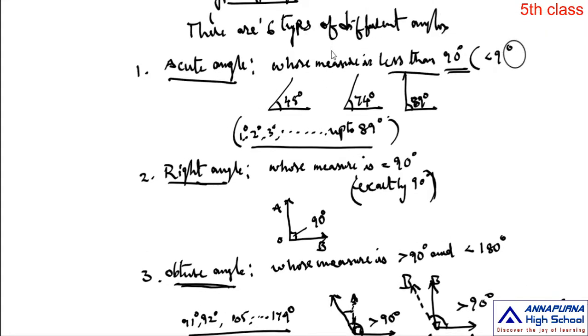So let me recall what you learned here. The first one is acute angle. Acute angle means whose measure is less than 90 degrees. An angle whose measure is less than 90 degrees is called an acute angle. Come to the next one. Exactly 90 degrees. Suppose you measure the angle, you know how to measure the angle, and you get its value as exactly 90 degrees, that is a right angle. Now the third one, obtuse angle. Obtuse angle means whose measure is greater than 90 degrees and less than 180 degrees. The angle should be greater than 90 and less than 180, in between 90 and 180. Such an angle is called an obtuse angle.